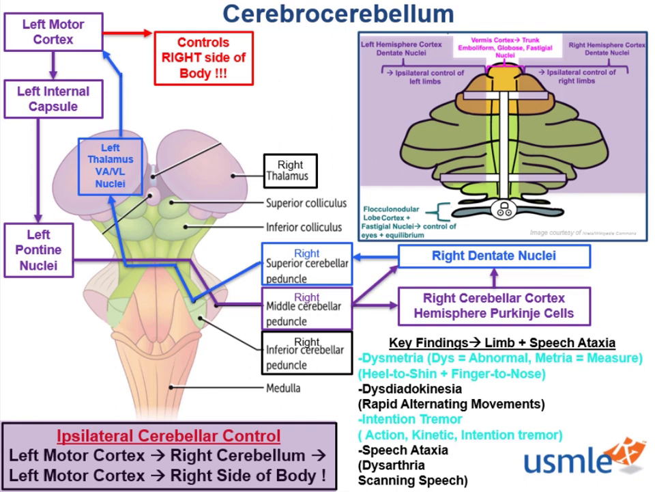Lastly, while hemispheric lesions mainly manifest with limb ataxia, speech ataxia can also be seen. This creates a form of dysarthria known as scanning speech or staccato speech, where there is a lack of coordination between words. Instead of the patient saying, "How are you?" the patient would say, "How. Are. You?" They are scanning for the words as they are ataxic. They cannot coordinate sentences.